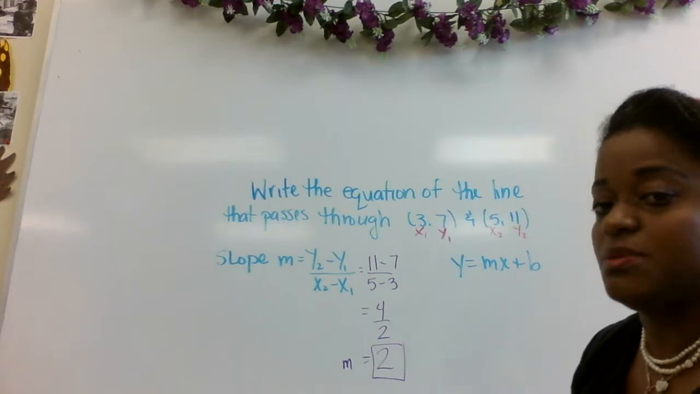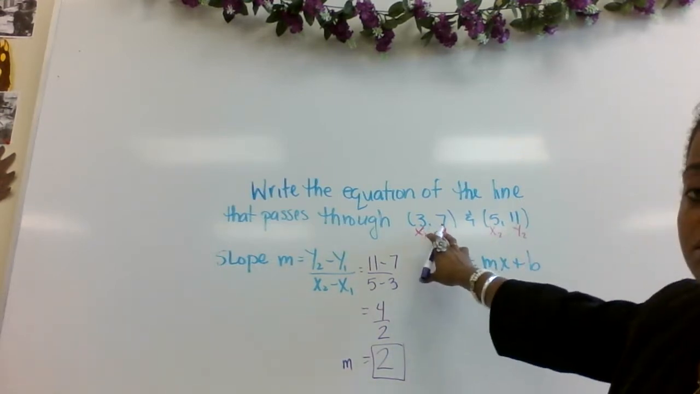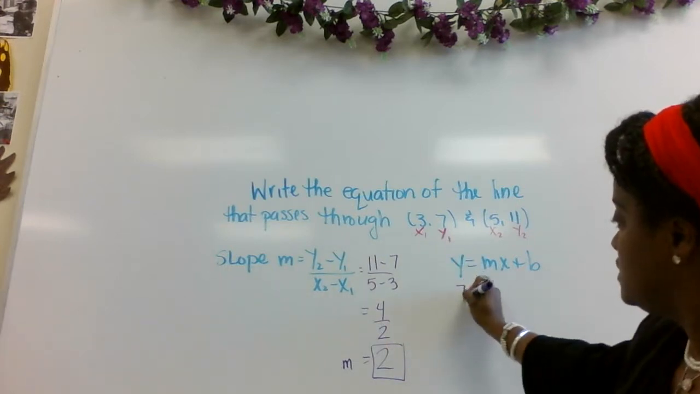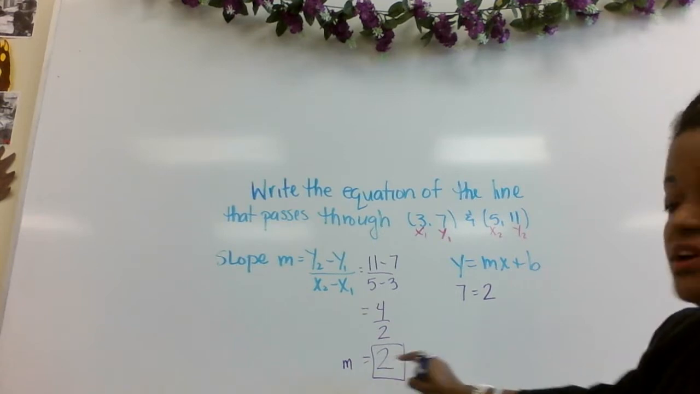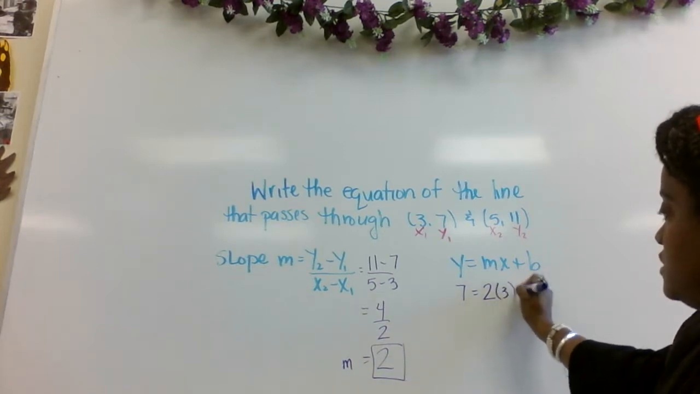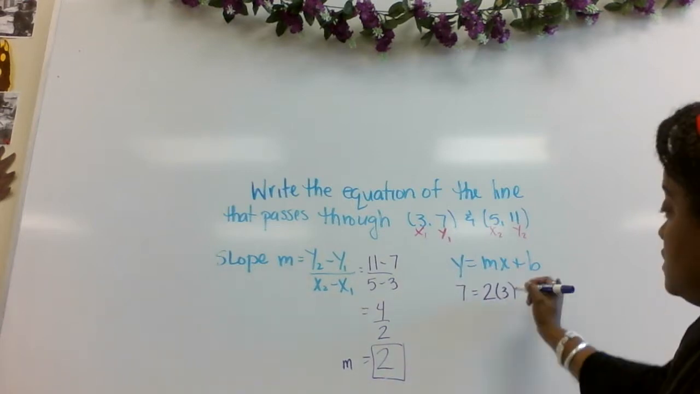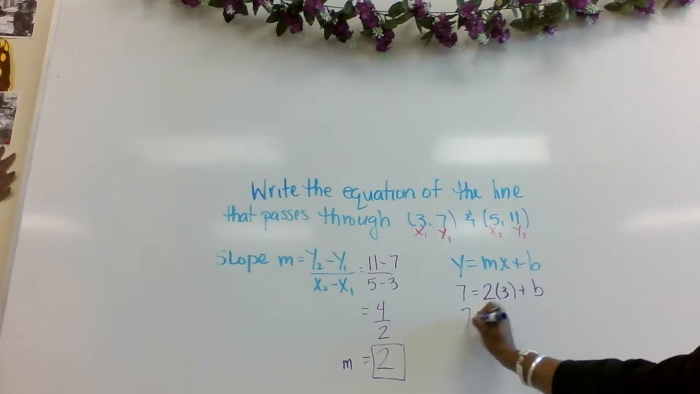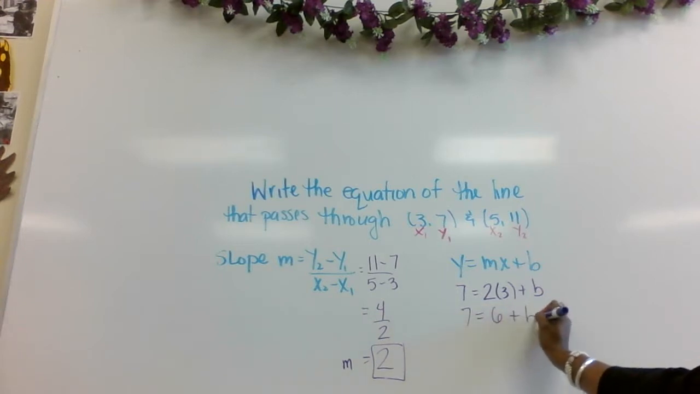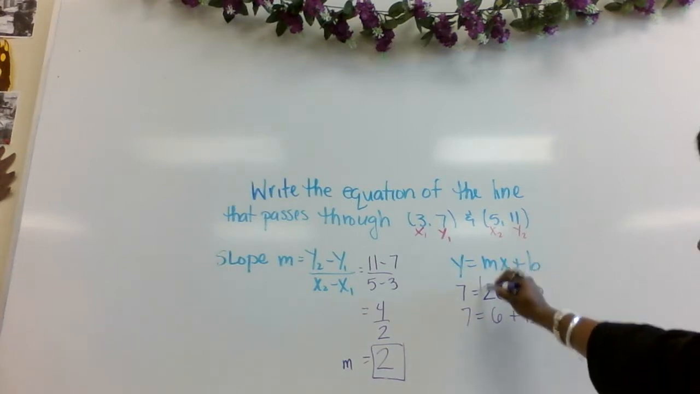I'm going to use the smaller of these 2 points to plug in for y and x. So I'm going to use 3 and 7. 7 goes in for y, 2 goes in for m, 3 goes in for x, so that x, that y, that m, plus b. All right, let me get out of the way. I get 7 equals 6 plus b. Now subtract 6 from both sides. You can make your train tracks.